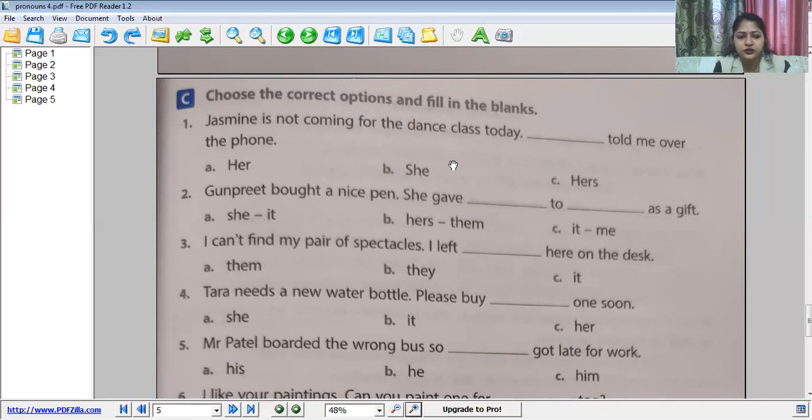The C option. I cannot find my pair of spectacles. I left dash here on the desk. I left it or them. What do you use, children? I left it here on the desk. Okay.